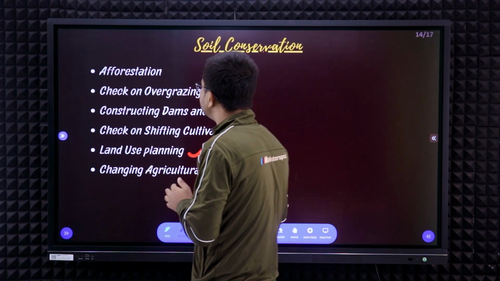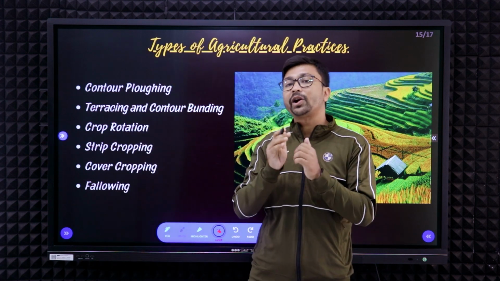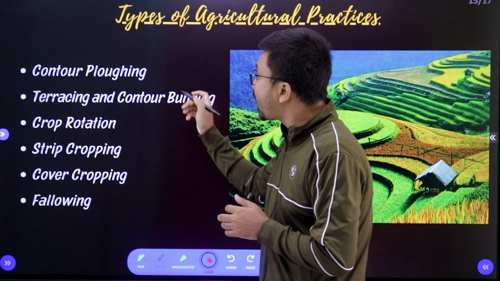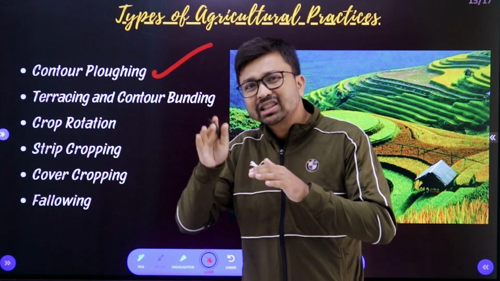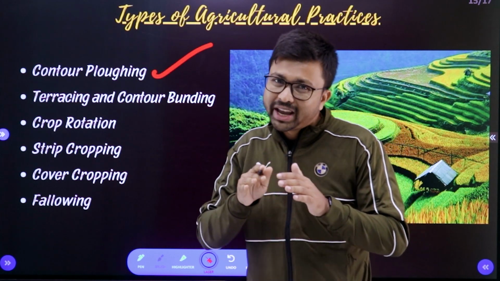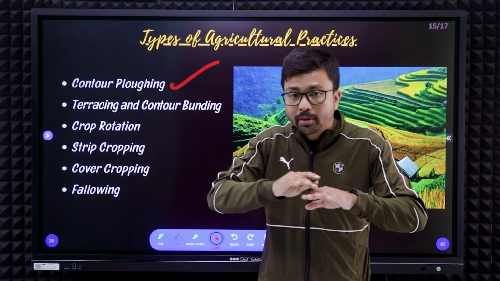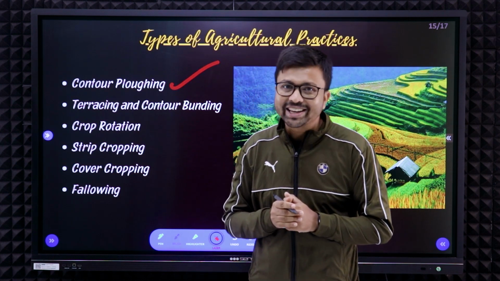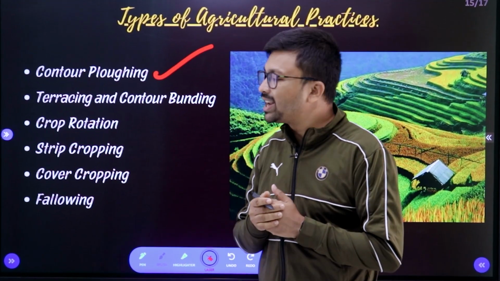Next one, changing agricultural practice. Now how can we change the agricultural practice? Here you can see different types of techniques for agriculture or farming that we have to apply. So the first one is contour ploughing. Contour ploughing means we will cut the mountain or mountain slope in such a way that the height from the sea level is maintained and we make even land, and there we can do agricultural activities. That is very popular in mountain areas.